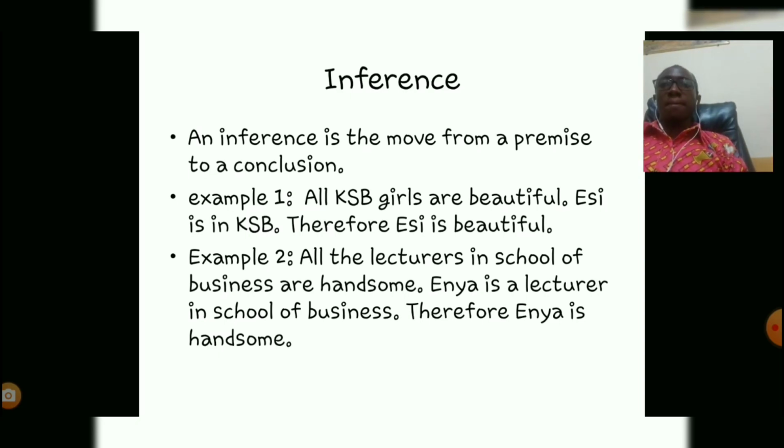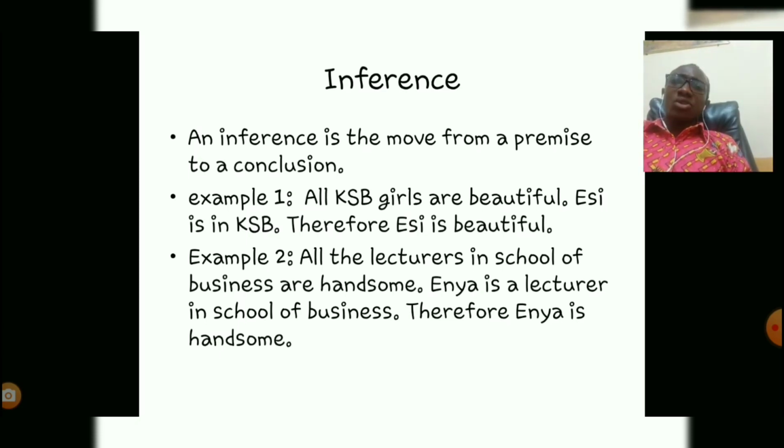The first one. All KSB girls are beautiful. AC is in KSB. Therefore, AC is beautiful. Now, let's look at the conclusion in the first argument. AC is beautiful. How were we able to determine that AC is beautiful? Because of the first two premises.